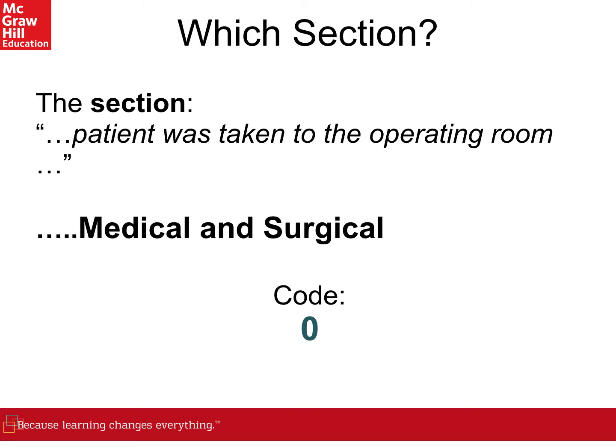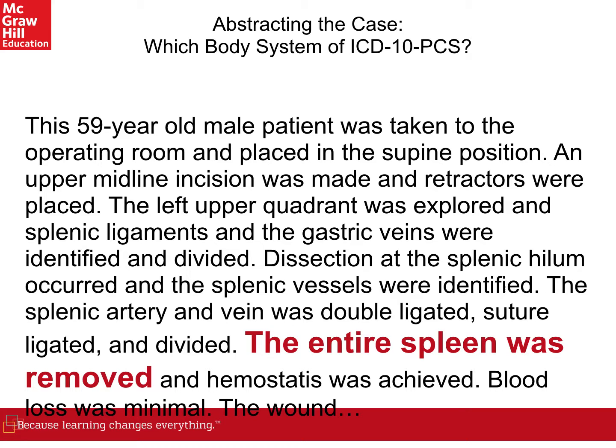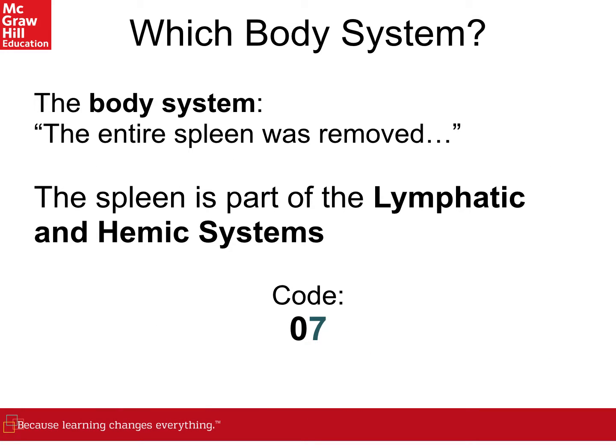What's the next question we need to ask for the next character? Which body system of ICD-10 PCS will we report with the second character of this code? Well, as you read through the case study, you'll see that it says the entire spleen was removed. That's a good clue, right? Let's take a look. The entire spleen was removed.